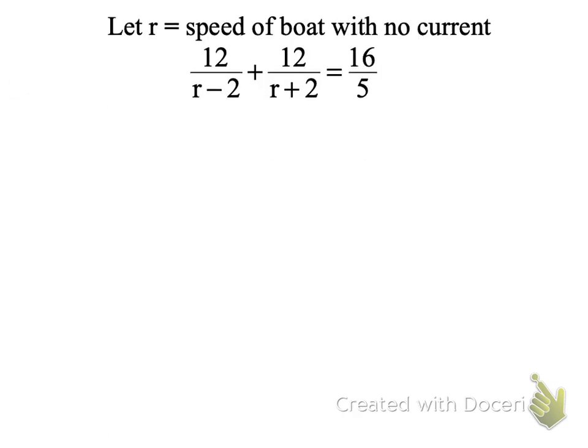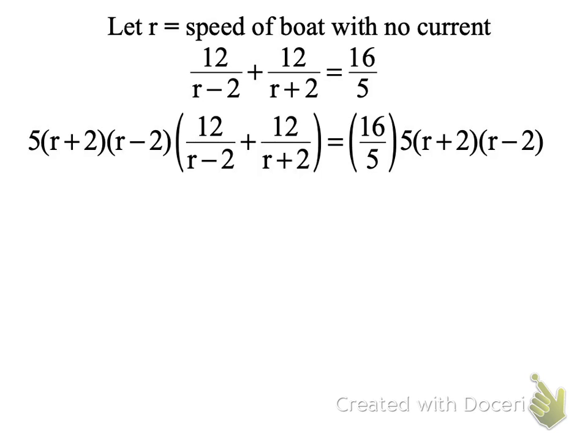All right, so we turn 3 1/5 into 16 over 5. Now what would we do? Go, Brianne. Find the lowest common denominator. Which would be? 5 times quantity of R minus 2 times quantity of R plus 2. Correct.